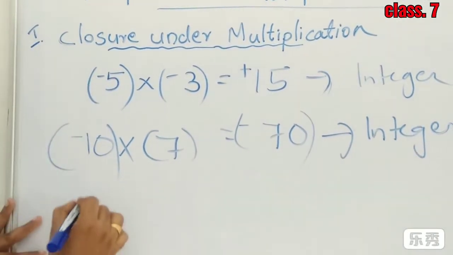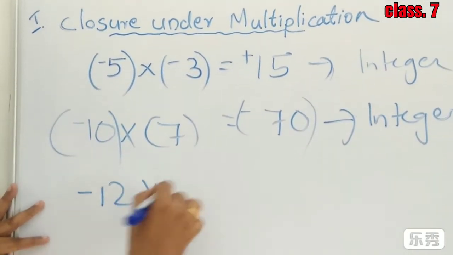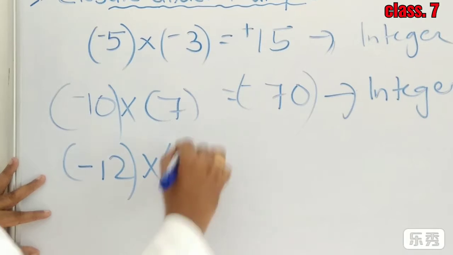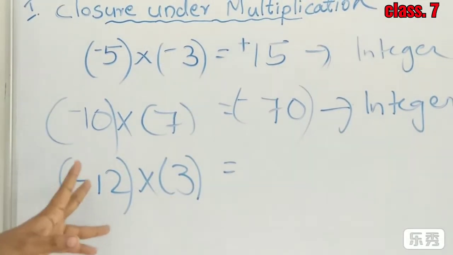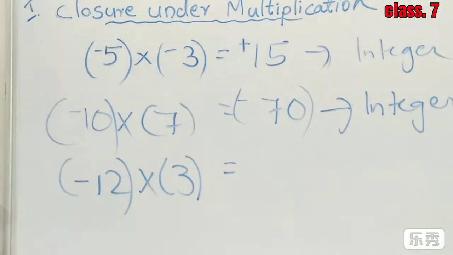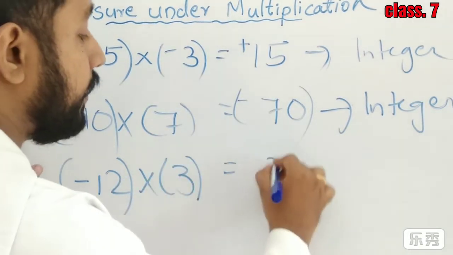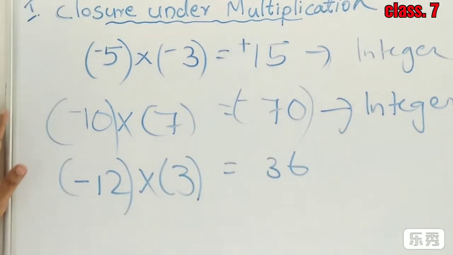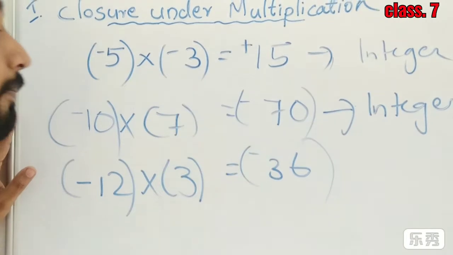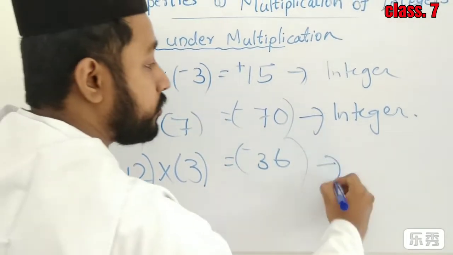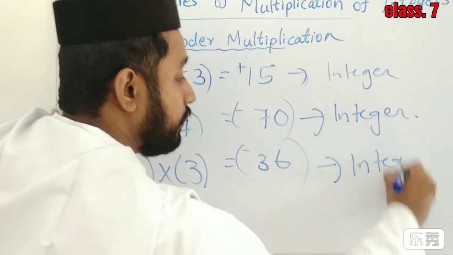Another one, minus 12 into 3. What is the answer? One minus, one plus multiplication. Minus 12 into 3 means 12 into 3, 36. One minus into one plus, answer is minus. So minus 36, which is also an integer.